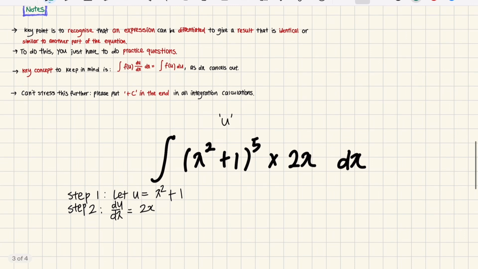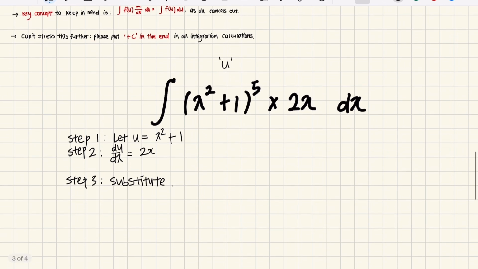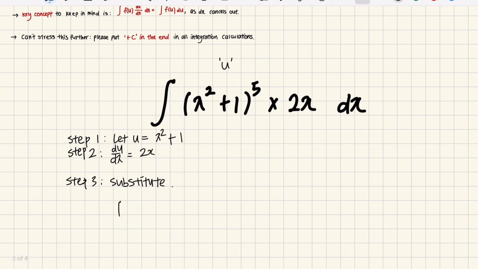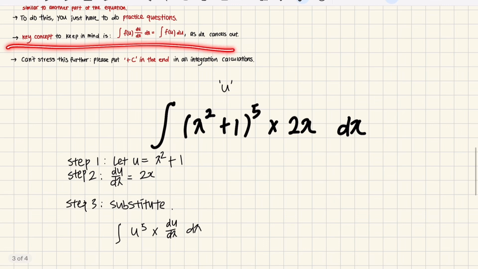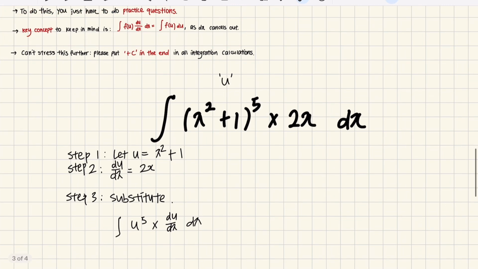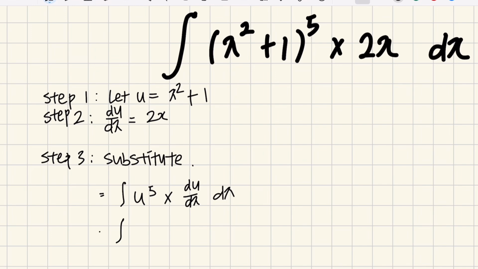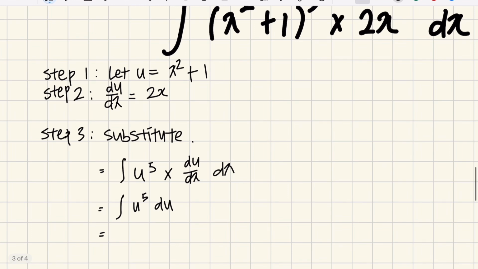So, step 3, substitute. Here we get the integral of u to the power of 5 times du/dx and then dx. And recalling this concept, the dx cancels out, so we end up with u to the power of 5, and then that cancels out, so we're left with du. Here it's a simple integration.